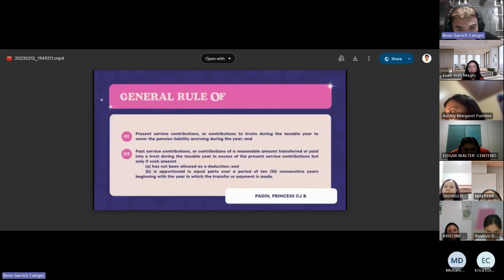The general rule of pension trust is that an employer establishing or maintaining a pension trust to provide for the payment of reasonable pensions to its employees is allowed to deduct, number 1, present service contributions, or contributions to the trust during the taxable year to cover the pension liability accruing during the year, and number 2, past service contributions, or contributions of a reasonable amount transferred or paid into such trust during the taxable year in excess of the present service contributions, but only if such amount is A, has not been allowed as a deduction, and B, if it is apportioned in equal parts over a period of 10 consecutive years beginning with the year in which the transfer or payment is made.